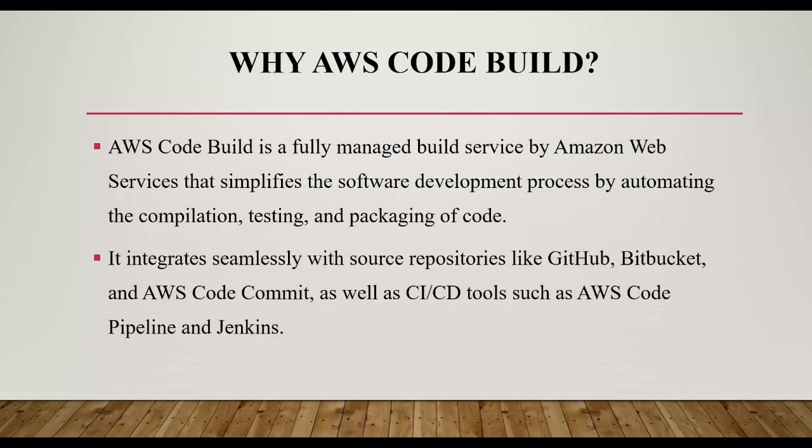So let's see why it's important. CodeBuild is a fully managed build service by Amazon Web Services that simplifies the software development process by automating the compilation, testing, and packaging of code. It integrates seamlessly with source repositories like GitHub, Bitbucket, and AWS CodeCommit, as well as CI/CD tools such as AWS CodePipeline and Jenkins. So it's fully managed, it simplifies the software development process by automating the compilation, and it integrates with source repositories. That's why it's important.